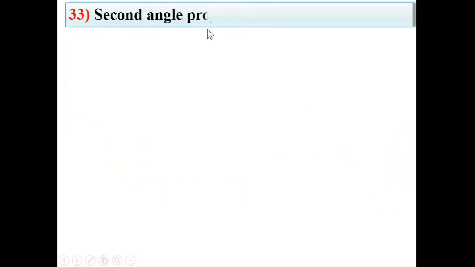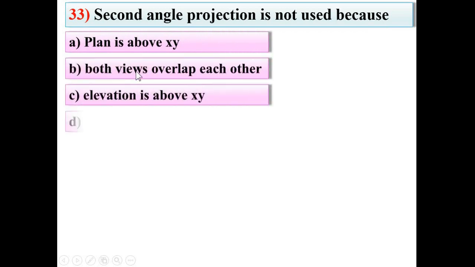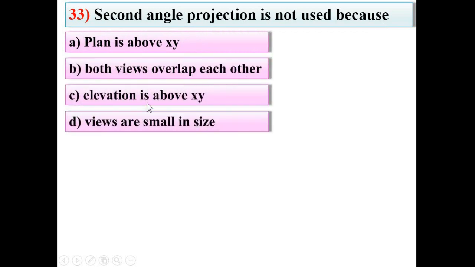Next, second angle projection is not used because: plan is above XY, both views overlap each other, elevation is above XY, views are small in size. So everybody knows that there are two types of projection system, first angle and third angle. But here second angle projection is not possible. Why? That means we have to give the reason.